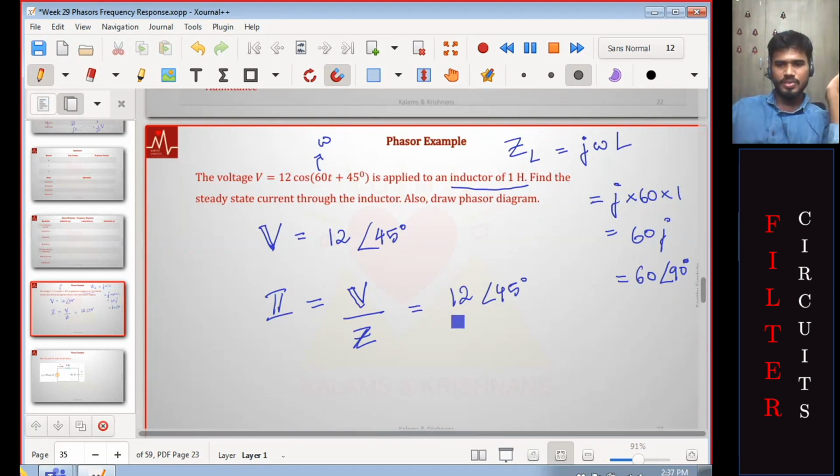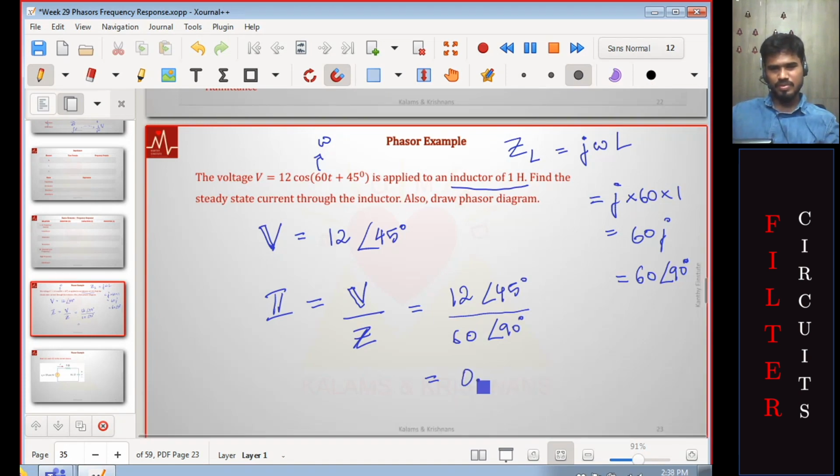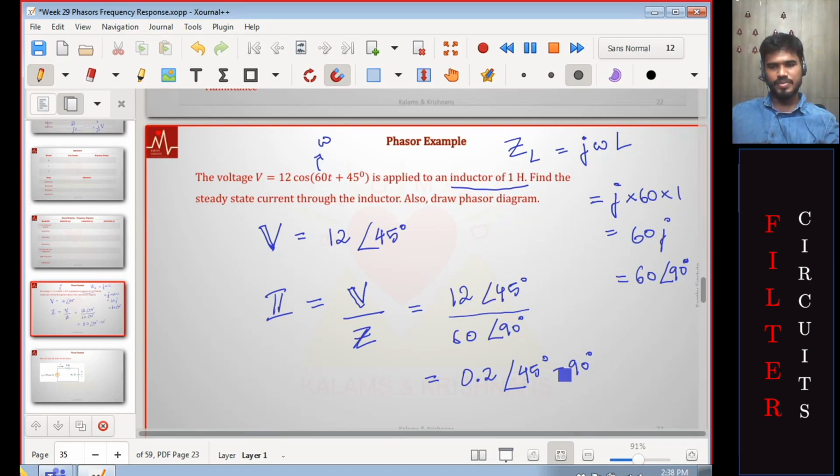So notice this is going to be 12 angle 45 divided by 60 angle 90 degrees. 12 divided by 60 is 0.2. What happens to the angles? Angles get subtracted, right? 45 degrees minus 90 degrees. That's a total angle of minus 45 degrees. So the current is 0.2 at an angle of minus 45 degrees.